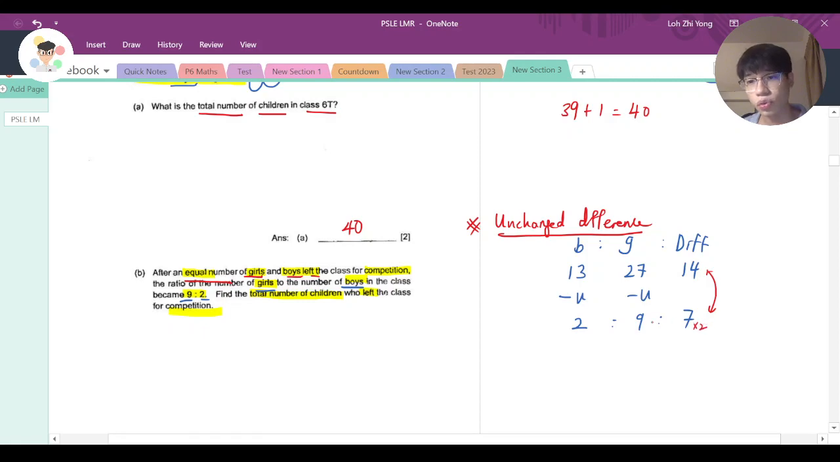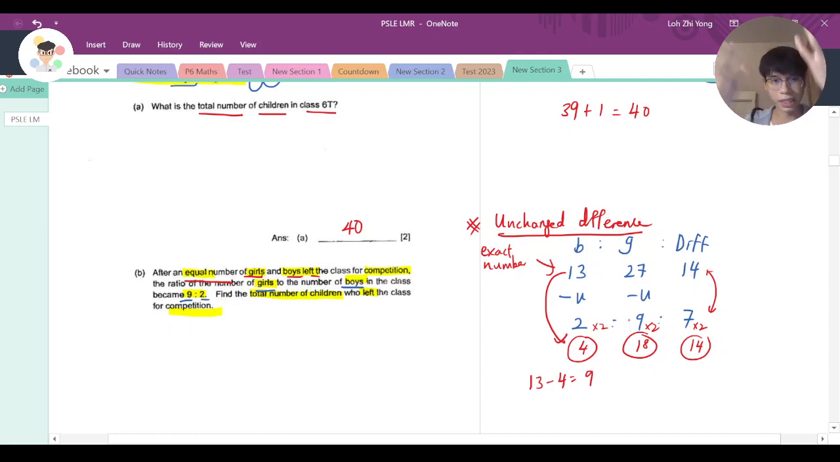So the 7, I times 2. Why do I times 2? Because times 2 it will be 14. It will be exactly the same. So 9 times 2 is 18. 2 times 2 is 4. And you can see this: 13 becomes 4. Again, this is the exact number of students, number of boys or number of girls. So what we are looking at now, 13 to become 4 is 9. And you notice that 27 becoming 18 is also 9. Because it should be equal, right? An equal number of boys and girls left.